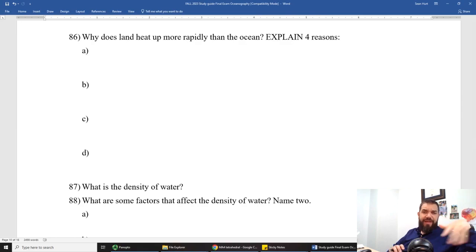I actually showed this slide like 4 times in this class, so it's important, right? So you got to know this stuff. Why does the land heat up more quickly than ocean water does typically? So there are a few reasons to this.